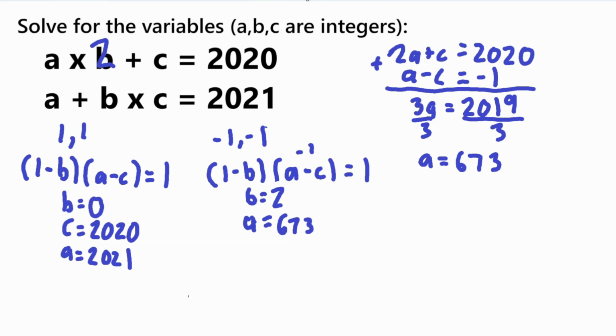If we look at this equation here, a minus c has to equal -1. So 673 minus what is equal to -1? The number has to be 1 more than 673, so 673 minus 674 is equal to -1. That means that our c value is 674. Now we found the two answer possibilities, the two combinations of a, b, and c to make these two equations true. So that is how we did it.